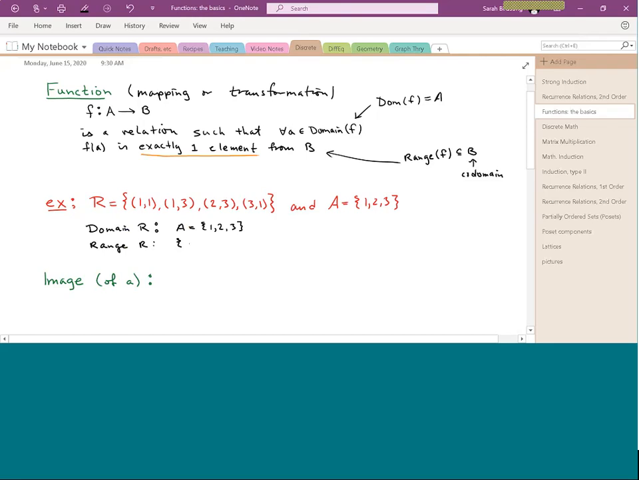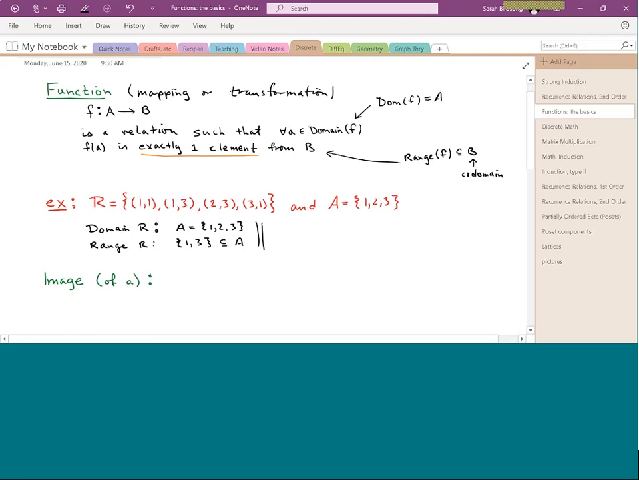Now, the range of R is going to be all of the elements we actually get to. So this one here, we get to 1, we get to 3 in our second position, but we don't actually get to all 3 elements that are in set A. Okay? So if we wanted to write this out, relation R is going from A to A, but our range is really smaller than A. Now, in terms of figuring out if you have a function, this symbol is different than in terms of the ordered pair. So here's what this symbol means.